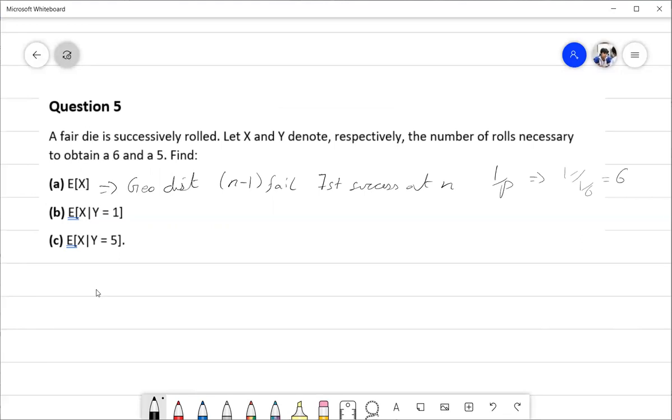Now in part B, they've said find the expectation of x given y is equal to 1. What this basically does is they fix a value of y for you, and you won't change that. All you have to do is find the expectation of x corresponding to that fixed value of y. If y is equal to 1, that means you got a success in your first try. So what's the expectation of your first trial?